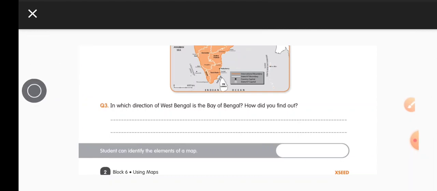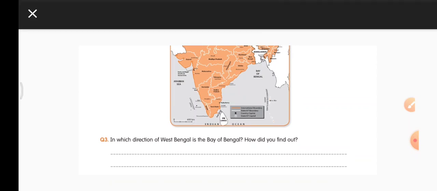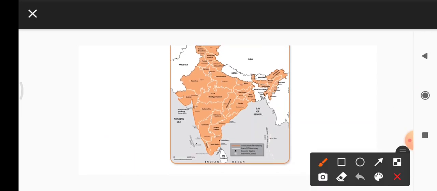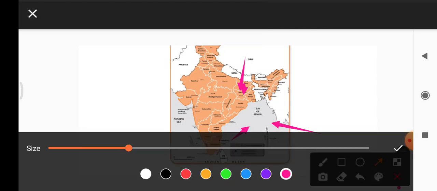Okay. Now if you observe this India map, you can easily locate. What can you locate? West Bengal is here. So from West Bengal we can also see the Bay of Bengal. They are asking us in which direction is the Bay of Bengal to West Bengal. If you are standing in the state of West Bengal, in which direction is the Bay of Bengal to you? So the Bay of Bengal is towards the south of West Bengal. So you are going to write south, right?